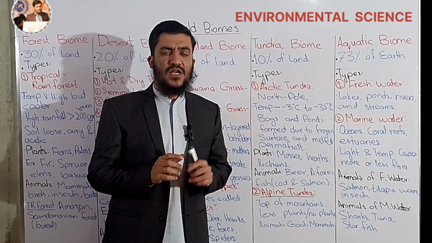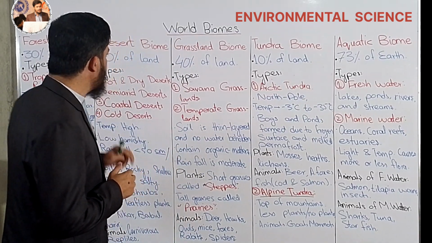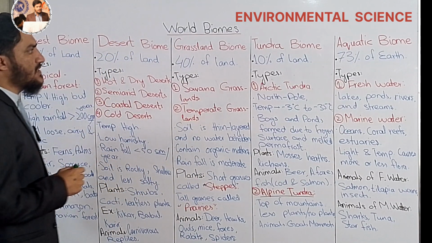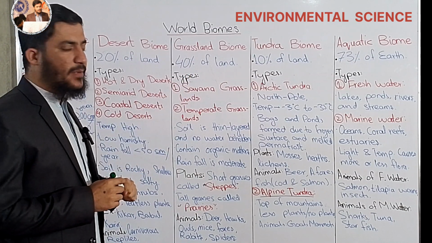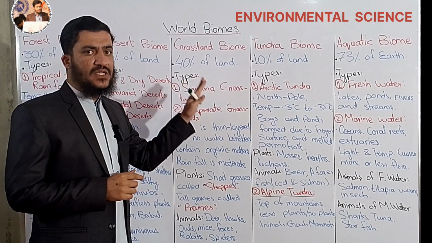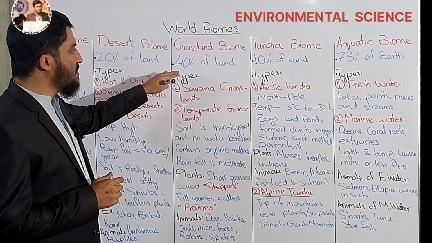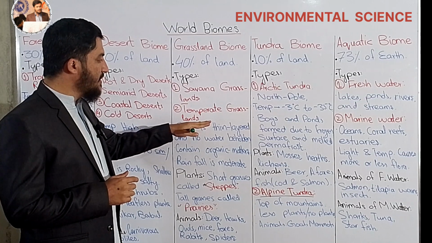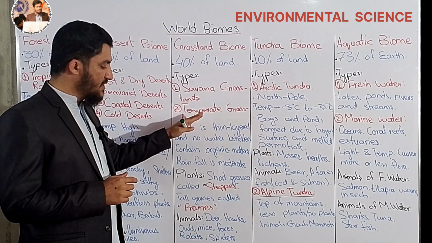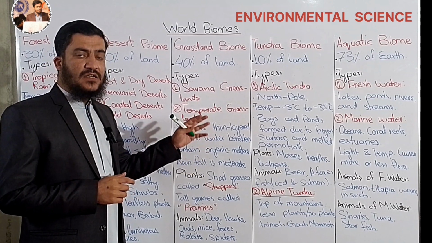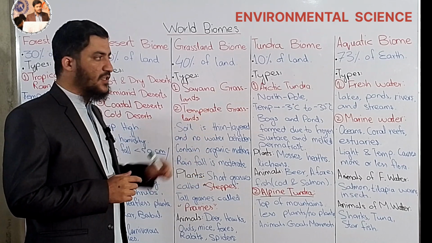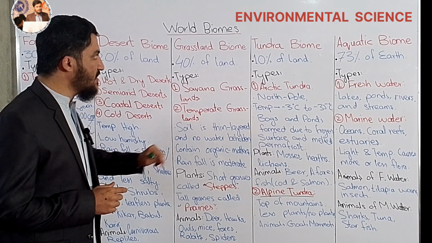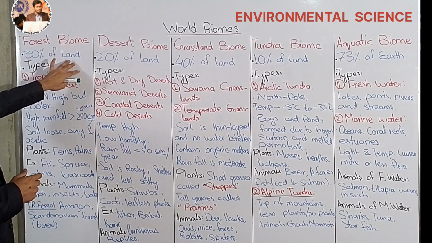The world's biomes are divided into 5 types: the forest biome, desert biome, grassland biome, tundra biome, and the aquatic biome. These biomes are distinguished from each other based upon the region of the land they occupy, their types and physical characteristics, as well as the plants and animals living there. So these are the distinguishable factors in this chart we have discussed. First comes the forest biome.